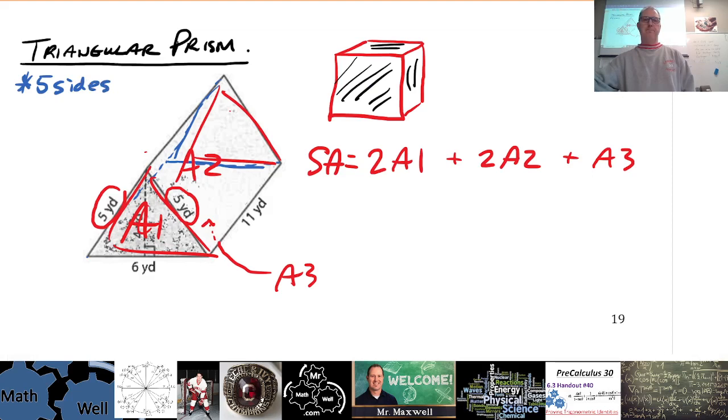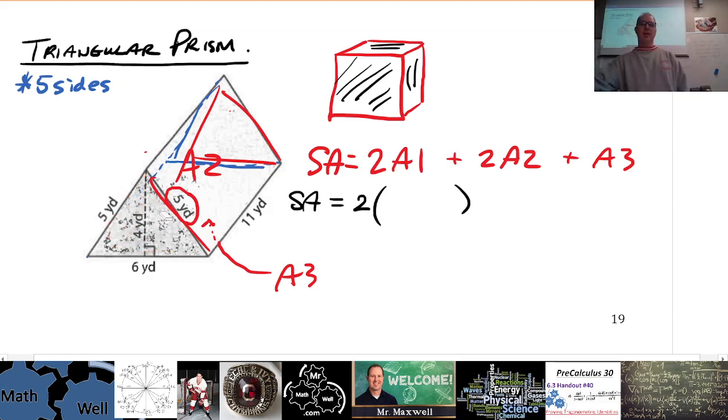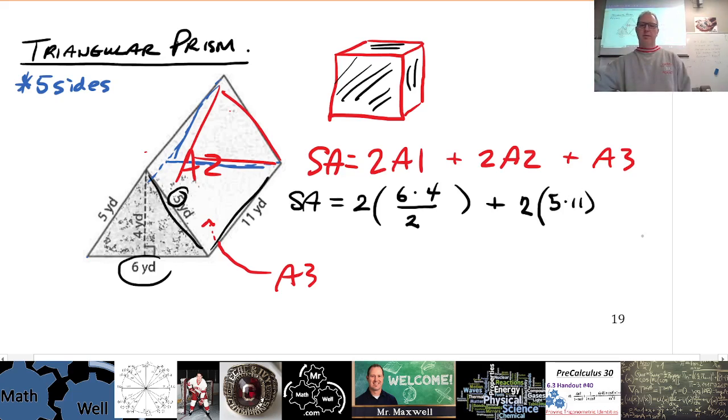All right, so let's see. Surface area. Let's do it all at once here if we can. Area 1, so we're going to go 2 times area 1. How do I find the area of the front side here? Remember, it's a triangle. How do we find the area of the front side? Base times height divided by 2. Excellent. So base is 6, height is 4, divided by 2. Very good. Okay, what about area 2? What's that one going to be? I'm going to go 2 times the area 2, which is 5 times 11. And then area 3 is going to be 6 times 11.